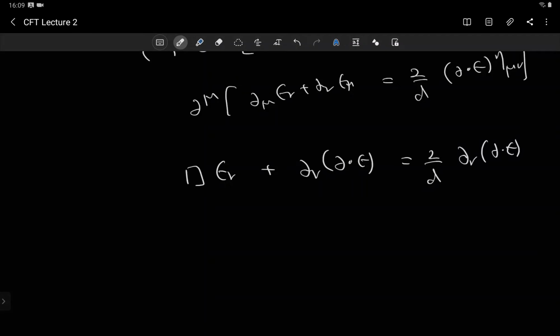Is it okay? Yes. Now again, you can take this term here, and then you'll get 1 minus 2 by d, or 2 by d minus 1, whatever. 1 minus 2 by d del nu del dot epsilon is equal to minus box epsilon.